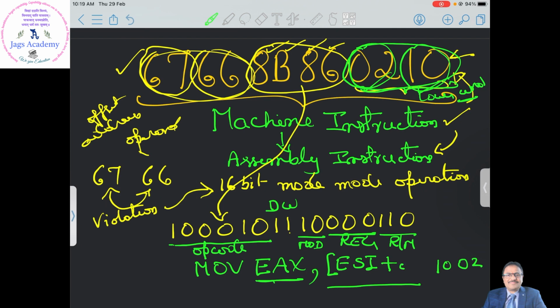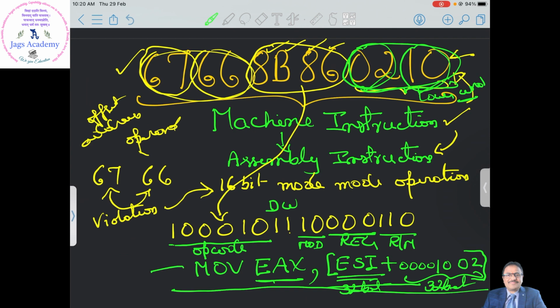To make it 32-bit, you just have to add 0000 here. So it has become 32-bit. This register is also going to hold 32-bit. So your complete instruction is MOV EAX, comma, ESI plus the 32-bit displacement here. Have you understood this?